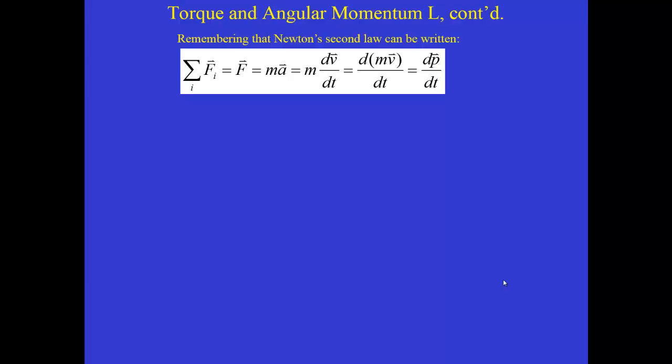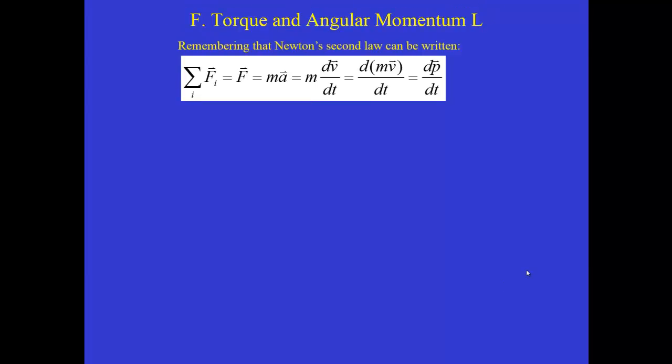Today we will do a rigorous calculation that shows how we can relate the net torque on an object to a new quantity that we will call angular momentum. And we'll see that this relationship is very similar to the relationship between force and linear momentum p.